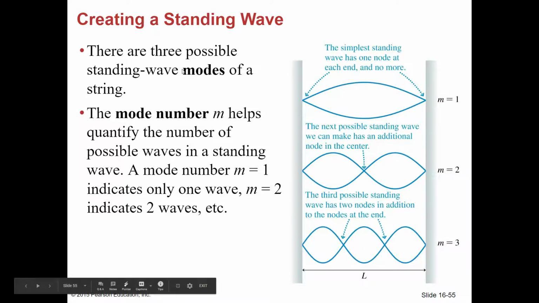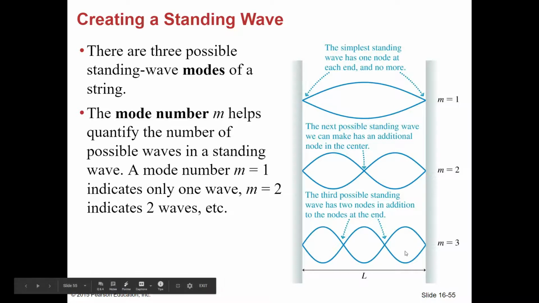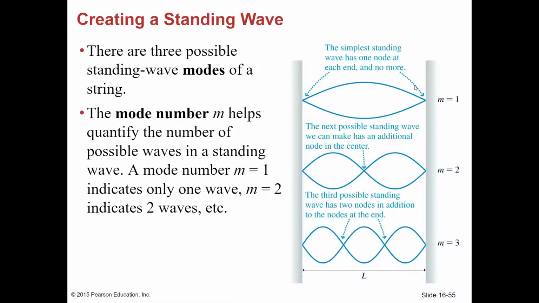So all these are valid standing waves. So here we see 3 modes of a standing wave for a string. The mode number m helps quantify the number of possible waves in a standing wave. A mode number m equals 1 means that there's like 1 wave trapped in here. M equals 2 means there's 2 waves trapped in here. And 3 means there's 3 waves trapped in there. You can think like this is 1, 2, 3. Right? That was 3 wavelengths. If we do here, this is half a wavelength, and this is the other half, so that's 1 wavelength. This is 1 wavelength, and this is 2 wavelengths. So it's like how many waves are trapped in there.